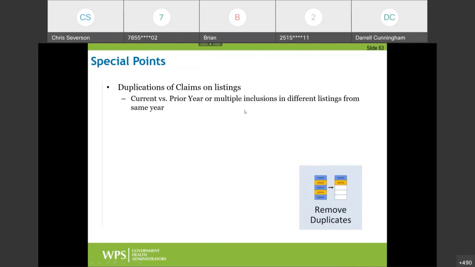Some special points, continuing: duplications of claims on listings. A big part of our audit review is looking to see whether that same claim shows up either more than one time in the same listing or across listings. So maybe it shows up on the bad debt and the charity care listing, or maybe it showed up in the prior year charity care and the current year charity care. That's a big red flag.